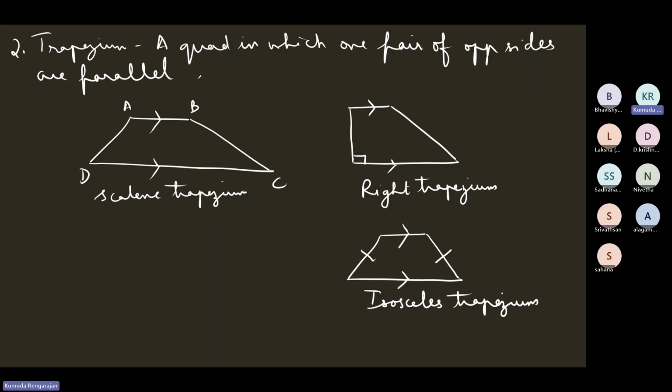So in an isosceles trapezium, we see that one pair of opposite sides is parallel and the non-parallel sides are equal. A trapezium in which the non-parallel sides are equal is an isosceles trapezium. Parallel sides will not be equal. The non-parallel sides will be equal. So in a trapezium, if the non-parallel sides are equal, it's an isosceles trapezium. Yeah, next one.